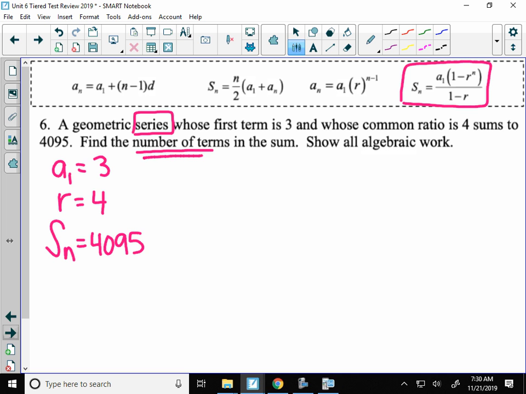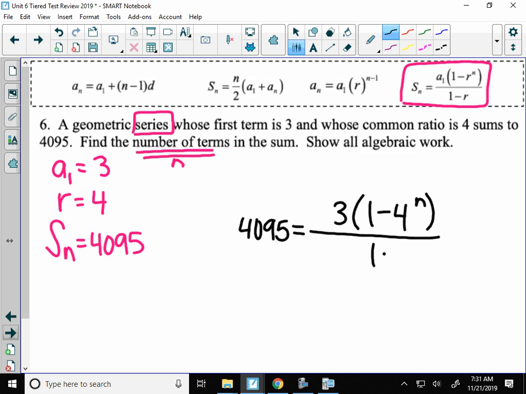Find the number of terms, that's n, in the sum. So we're finding n, I'm using that sum formula. Let's stick our information in. S sub n is going to be this 4,095 equals, now I have the first term 3 times 1 minus r to the n over 1 minus r. What I'm going to do is simplify and solve that for n. Now I can tell that 1 minus 4 is negative 3 here. So in order to move that out of the denominator, I'm just going to multiply both sides by negative 3.